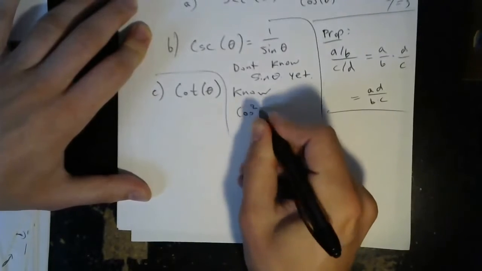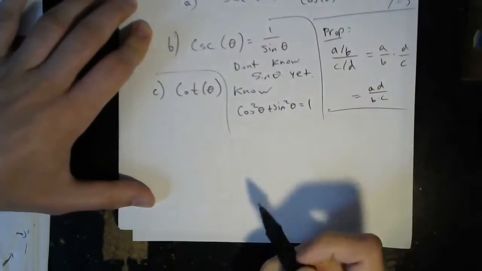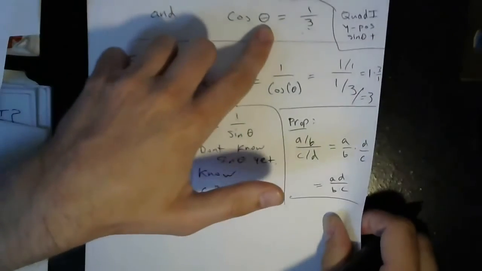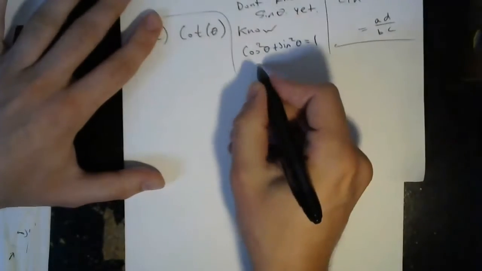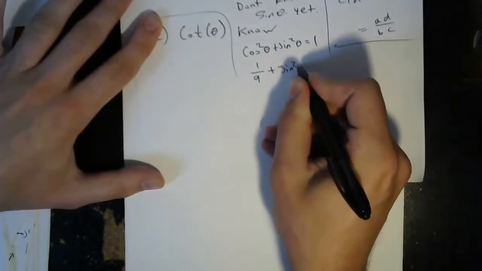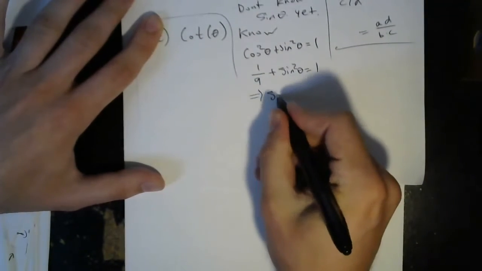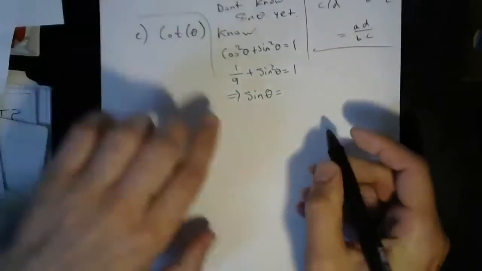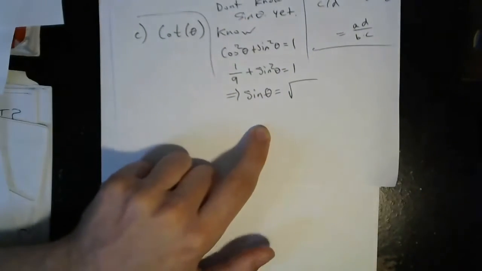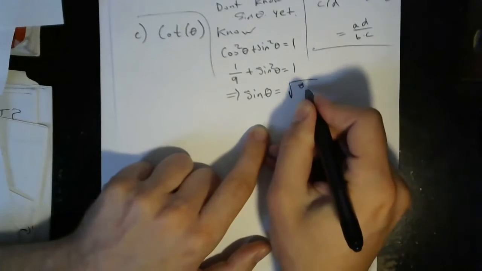So we know that cosine squared theta plus sine squared theta has to be 1. That's an identity. Cosine theta is 1/3, and so 1/3 squared is 1/9. Sine squared theta equals 1 minus 1/9. We solve for sine, right? So sine theta is going to be the square root of 9 over 9 minus 1 over 9, that's 8 over 9.